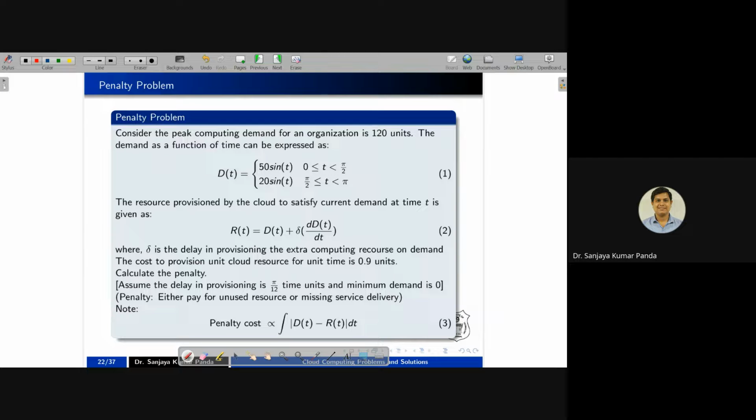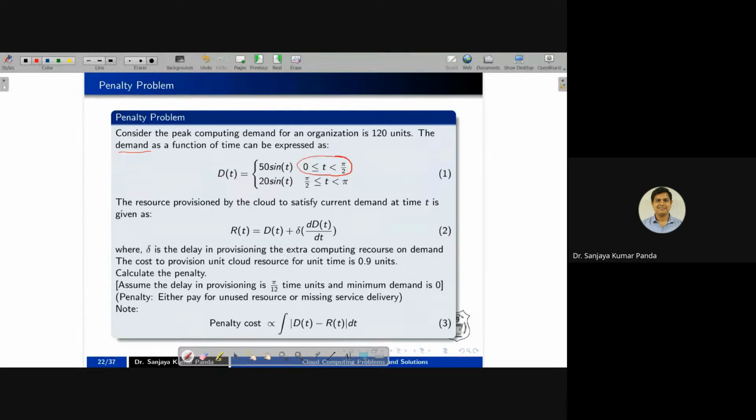If you look at the demand function, it is observed that over the period of 0 to pi by 2, if you consider the whole period is 0 to pi, whichever way your demand increases or decreases, it can be mapped to 50 sin t.